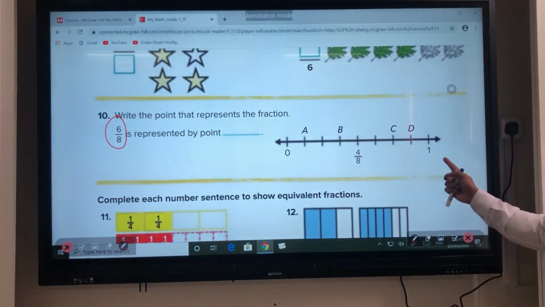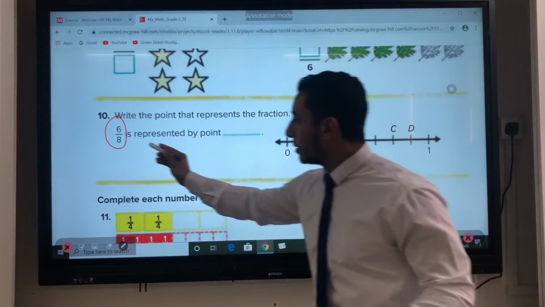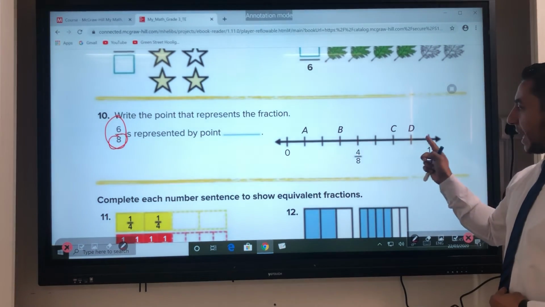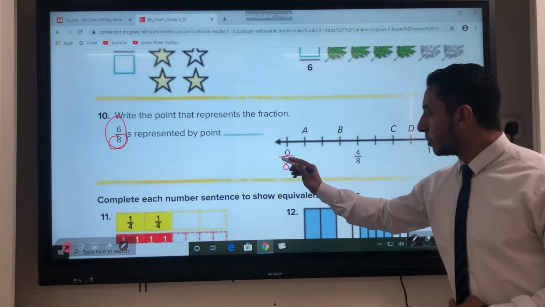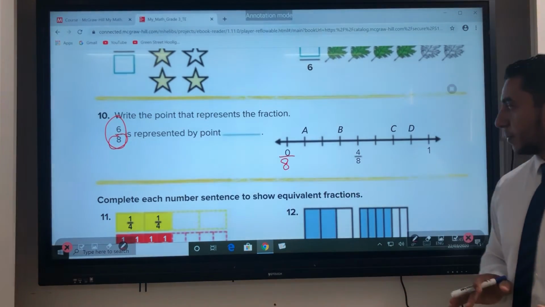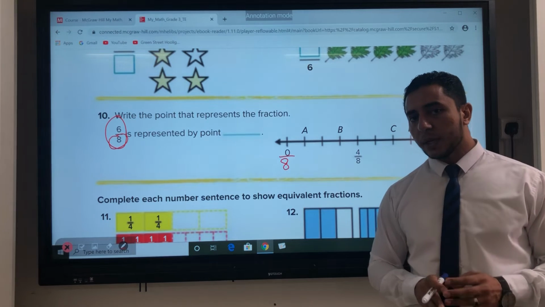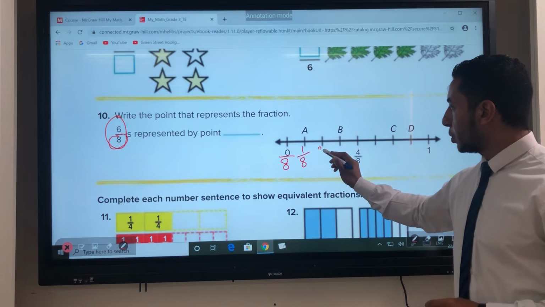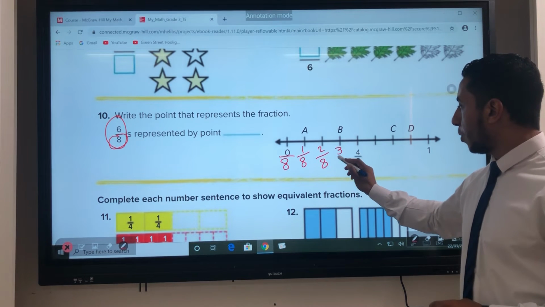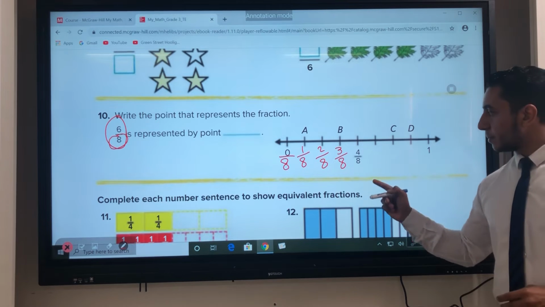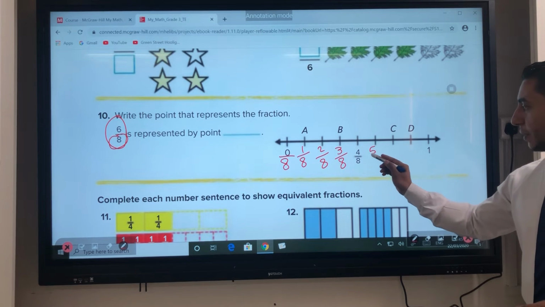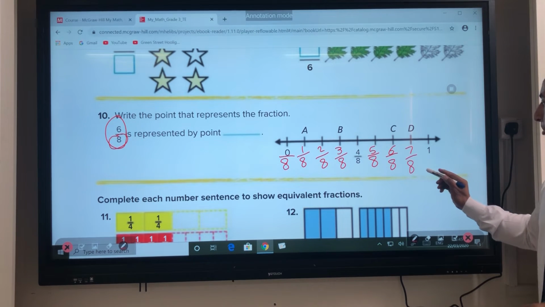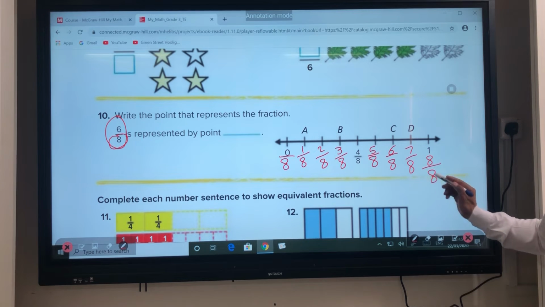So the distance from 0 to 1, I will divide it into 8 equal parts. 1, 2, 3, 4, 5, 6, 7, 8. This is 0 over 8, and 0 over 8 equals 0. 0 divided by anything equals 0. And here 1 over 8, 2 over 8, 3 over 8, and 4 over 8. After 4 over 8, 5 over 8, 6 over 8, 7 over 8, and 8 over 8.